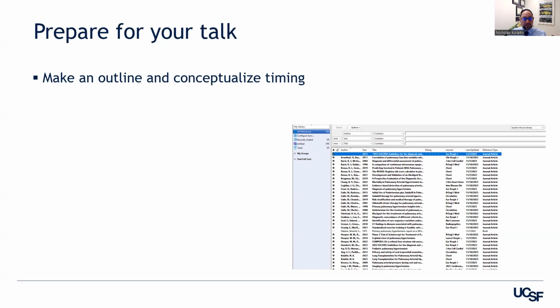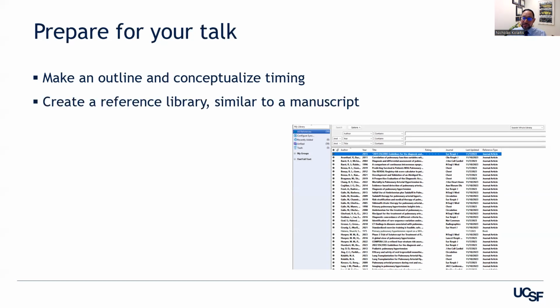I also create a reference library for each one of the talks I give, similar to if I'm writing a manuscript. And this works well because you could then potentially take this topic and turn it into something like a review where you already have the references ready to go. Treat the talk like you would a literature search or a review article.